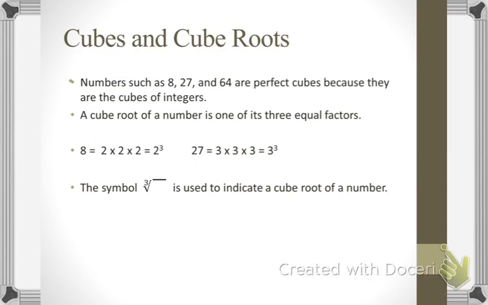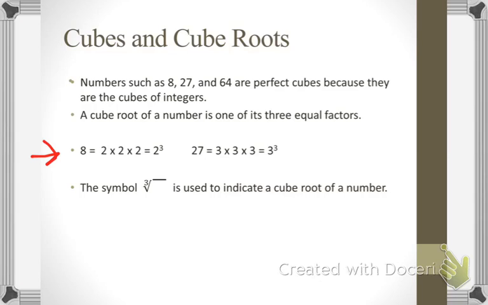All right, moving on. Cubes and cube roots. Numbers such as 8, 27, and 64 are perfect cubes because they are the cubes of integers. Okay, so if we think about this, look down here. 8 equals 2 times 2 times 2. So that would be 2 cubed.